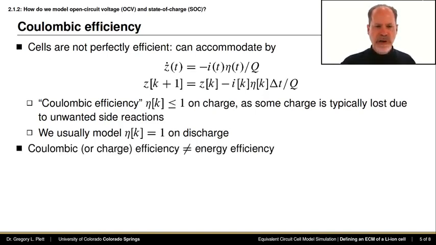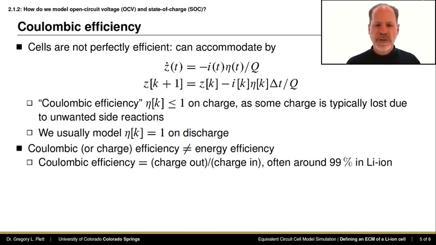I also want to point out that Coulombic efficiency is not the same thing as energy efficiency. There are different types of efficiency that we can talk about related to battery cells, and it's important to understand the context and importance of each. Coulombic efficiency is equal to the amount of charge that we can withdraw from a battery cell divided by the amount of charge that we put into the battery cell. And this parameter, as I mentioned, is usually in the neighborhood of around 99% in high-quality commercial lithium-ion battery cells.